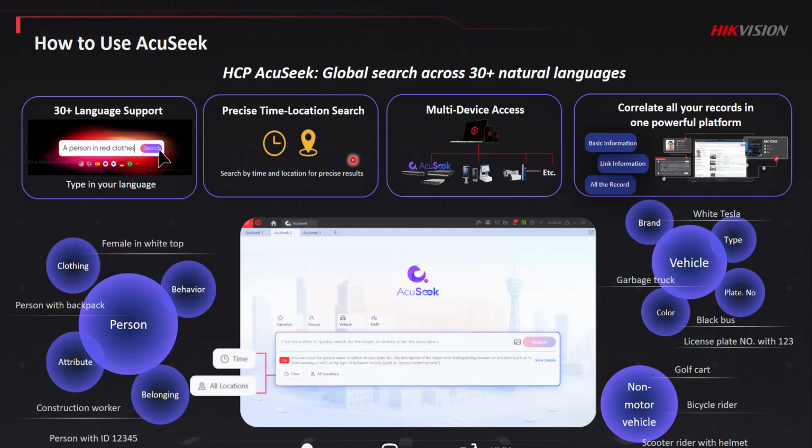You can see again here, multiple language searches, precise time searches. We can do clothing, behavior, person attributes, belongings. What about a person with a handbag, a person with a red bag, a person with the orange watch? You can do all these types of searches. On the vehicle side, we can do brand. You can search for a white Tesla or BMW, garbage truck, and it will find it because it knows what those things are. It will make our search a lot faster for our control rooms.